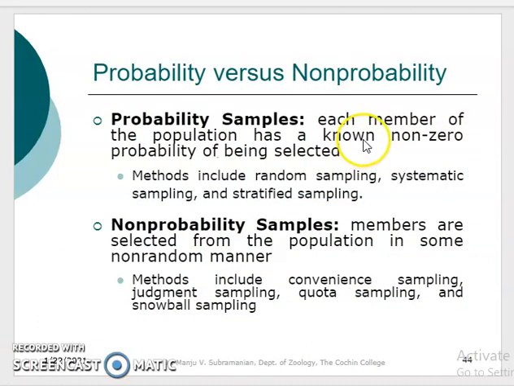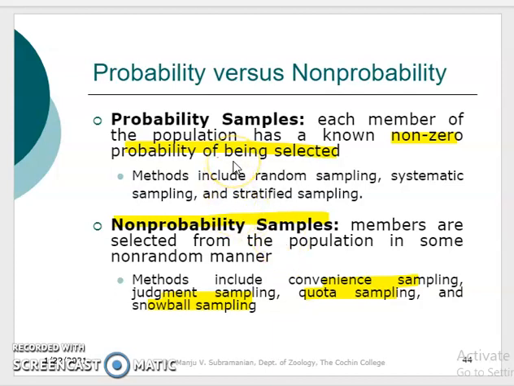So probability sampling means that each member of a population has a known, non-zero probability of being selected. That means non-zero probability of being selected. And this method includes random sampling, systematic sampling, and stratified sampling. Whereas in non-probability sampling, the members are selected from a population in some non-random manner. It means the individuals are selected non-randomly. And that type of selection is called non-probability sampling. The method includes convenience sampling, judgment sampling, quota sampling, and snowball sampling. So in probability sampling, we are randomly selecting the individuals from a population without any criteria. In non-probability sampling, we are selecting the individuals based upon certain criteria.